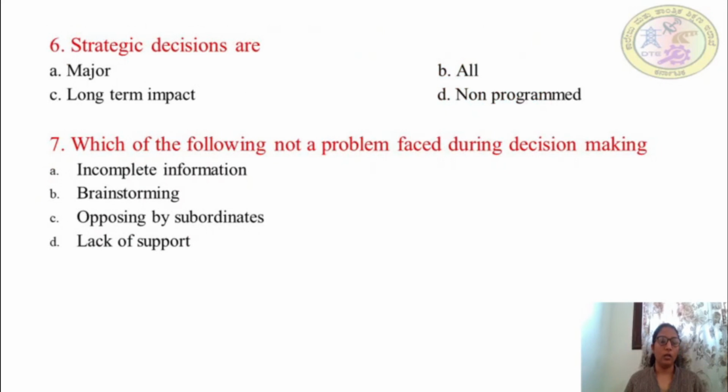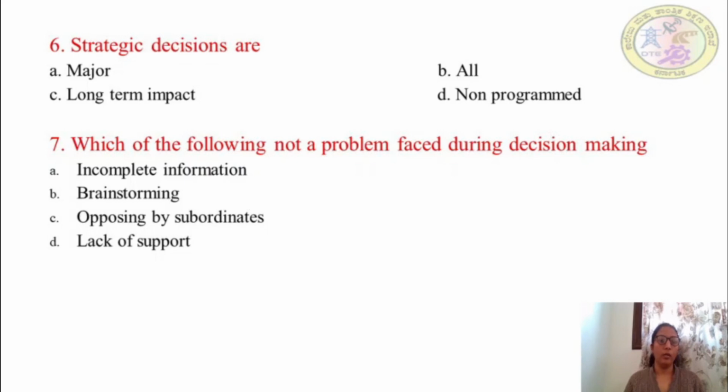Next is strategic decisions are major decisions. Option A, major decisions. Option B, all of the listed options. Option C, long term impact. Option D, non programmed. So the correct answer is option B, all. All of the characteristics which are listed belongs to strategic decisions.